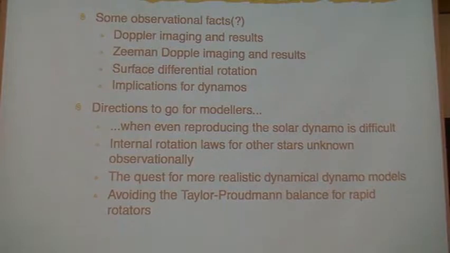If you have star spots or something like that, then you can see those in the spectra of the star. And then a similar method is the Zeeman Doppler imaging, where you can also determine the magnetic field of the surface of the star. And then there's some results on surface differential rotation inferred from various observations of different stars. And then some implications for dynamo models.